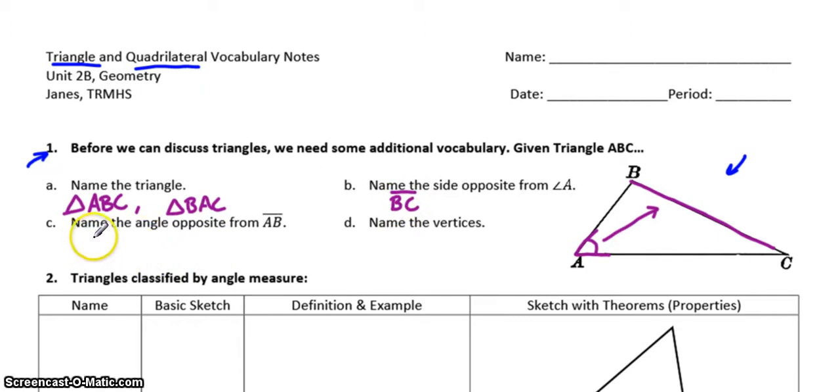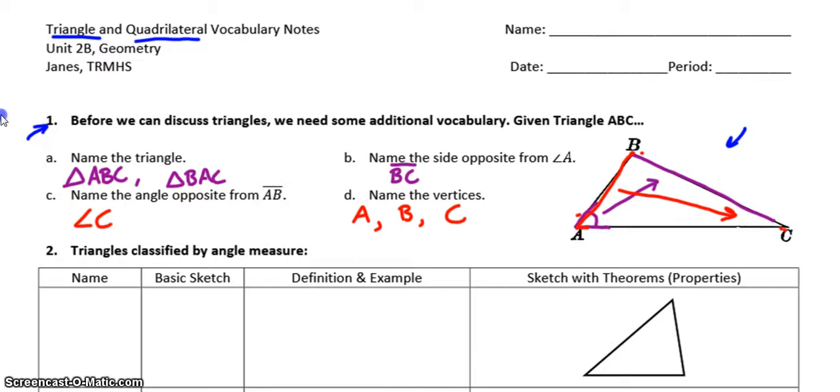For 1C, name the angle opposite from AB. So if we look at side AB right here, the angle opposite that is angle C. So that'll be angle C. Of course, you could use 3 letters to name this, such as BCA, or angle ACB. Any of those will work. For D, it asks us to name the vertices. Now remember, the vertices are just kind of like the corners. So A is a vertex, B is a vertex, and C is a vertex.